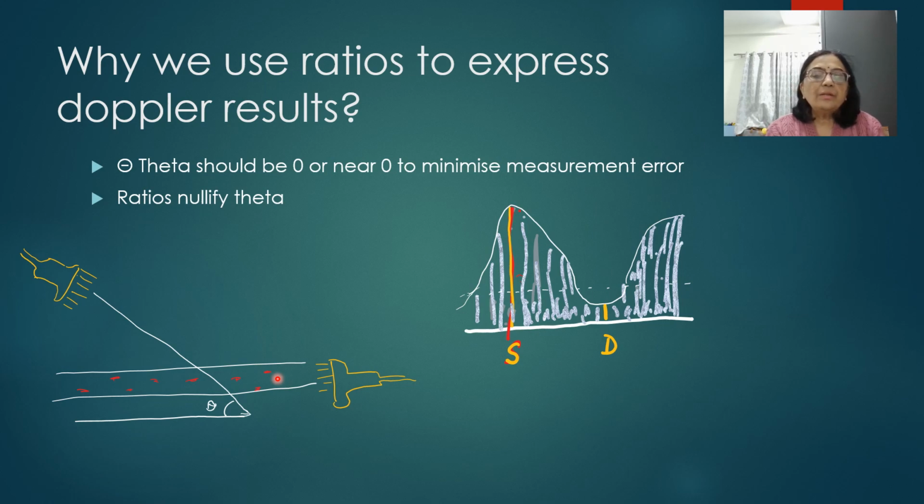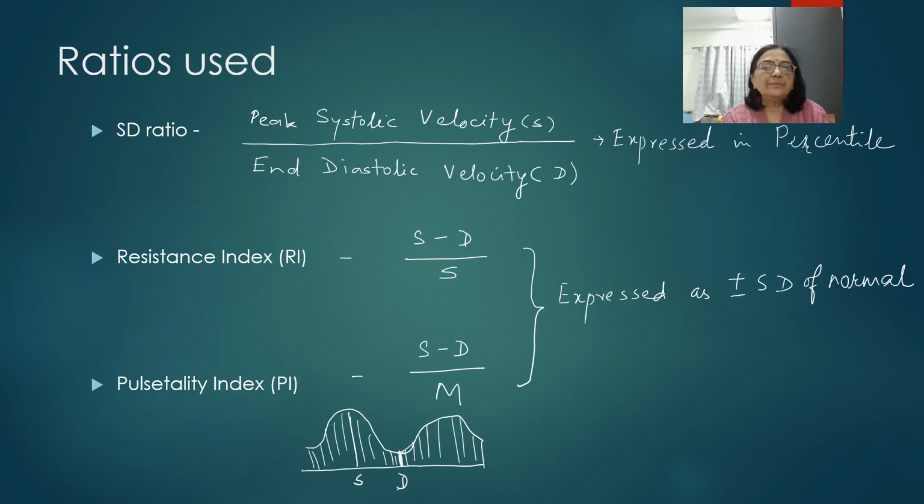But in all other vessels, there is a possibility of measurement error, and to overcome this problem, whenever we use ratios, the theta comes in the numerator as well as the denominator, and it gets nullified. And that is the reason we are using ratios whenever we are interpreting vessel blood flow by using fetal Doppler velocimetry. These are the ratios.